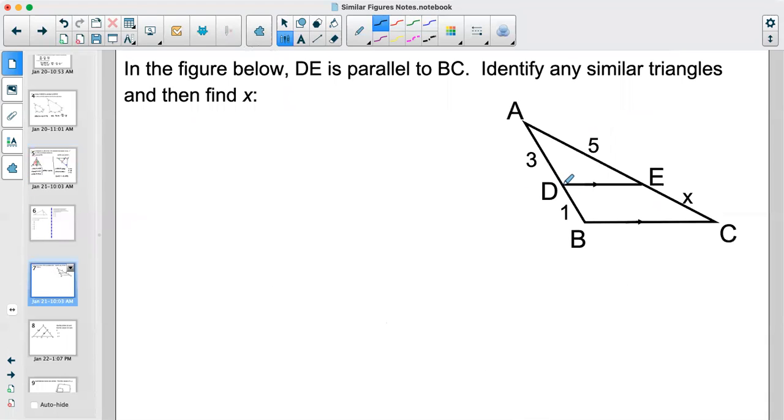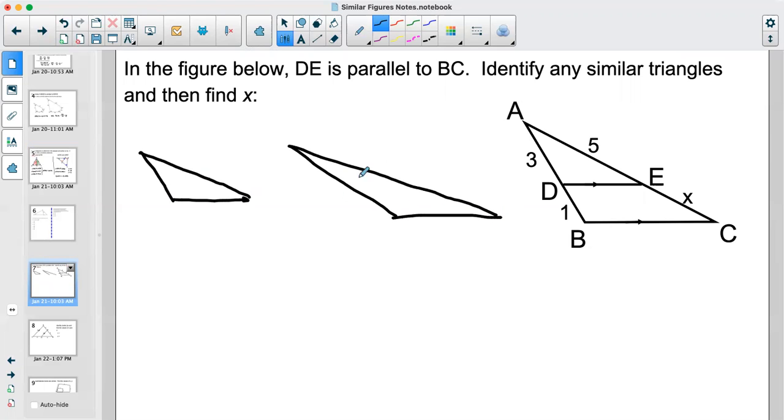DE is parallel to BC. Okay. So, right. So I have two triangles here, ADE and ABC. So I'm going to redraw them over here so that I can look at them separately. Let's say that's ADE. And let's say this. I really went ham on that thing. I don't know why that's so angly. ADE is right here, and ABC is the bigger one.